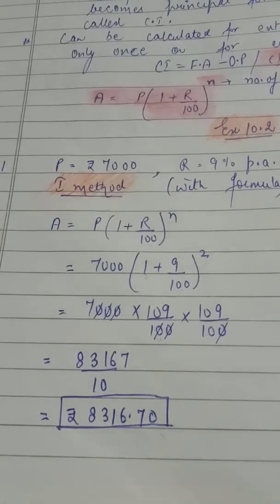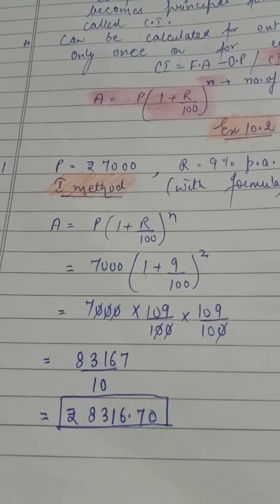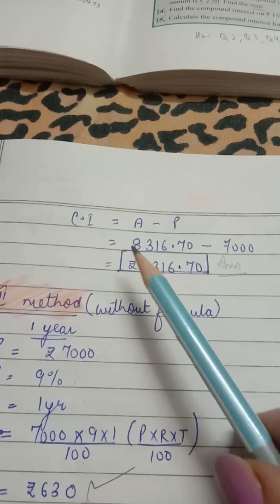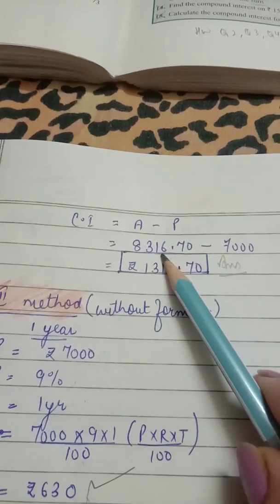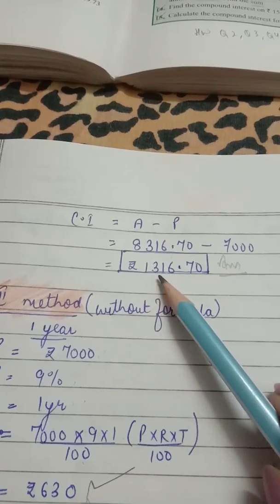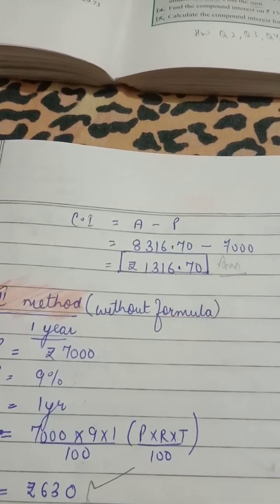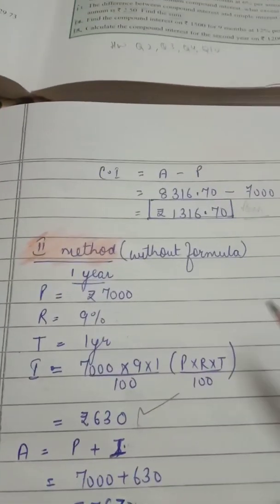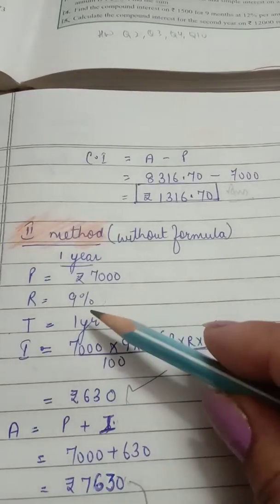Now this is only the amount. Let's find out the compound interest now. The compound interest is A minus P. So the final amount that we calculated minus the principal gives rupees 1316.70 paisas.